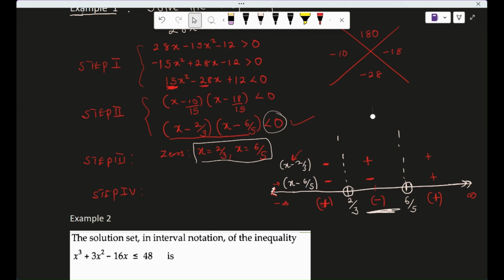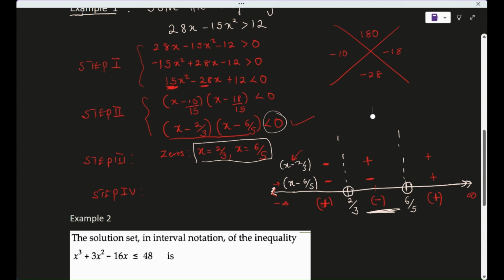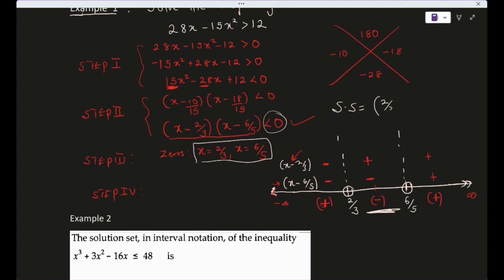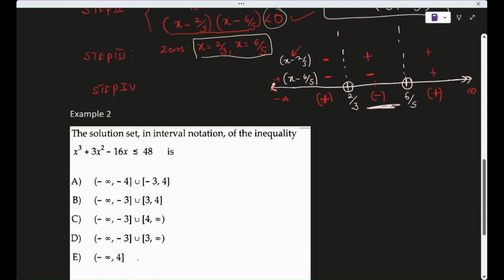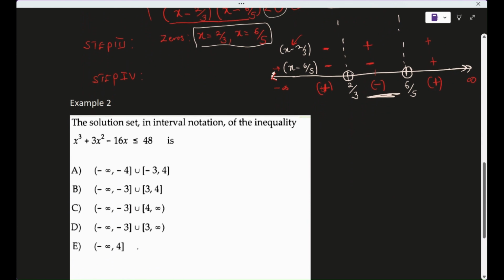So our solution set of this inequality, let me write it here, is just the open interval from 2 over 3 to 6 over 5. Any number you take from this interval will satisfy this inequality. All right, so we go for number 2, where again you have the solution set in an interval.